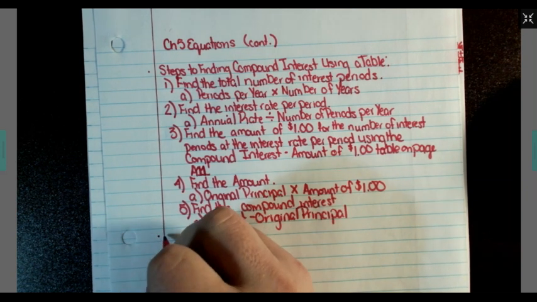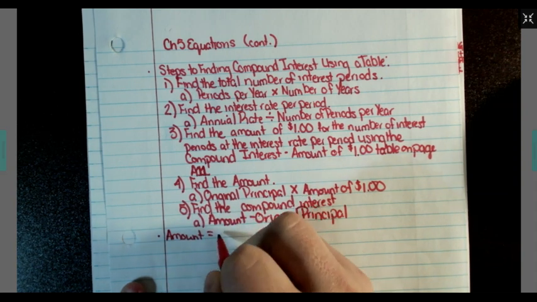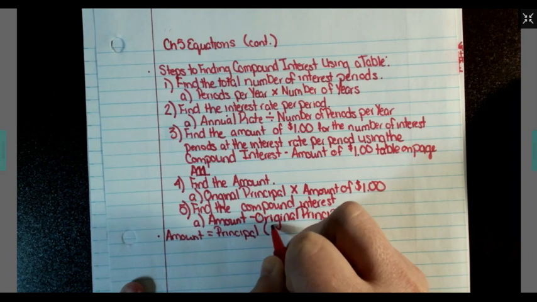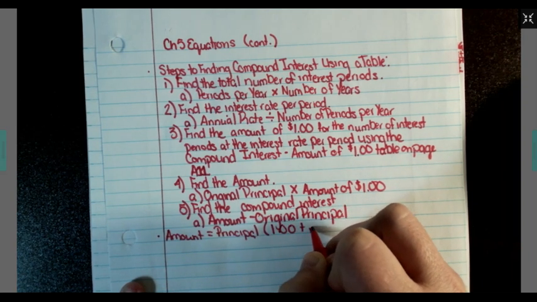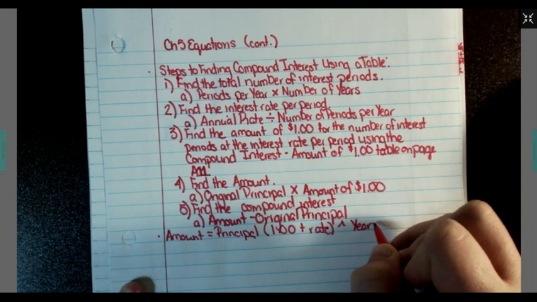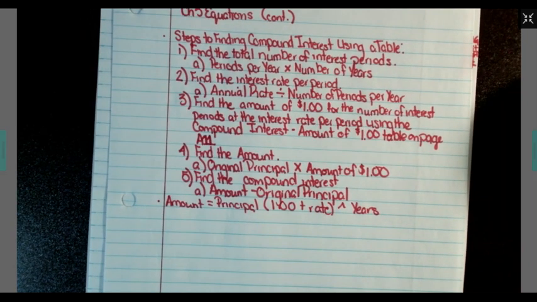Another equation that we're going to add to our list is amount equals principal times 1.00 plus my rate raised to the number of years. Take a moment to copy all of those equations down. There is one vocab word for this lesson, and that is compound interest table, a tool to calculate compound interest quickly.